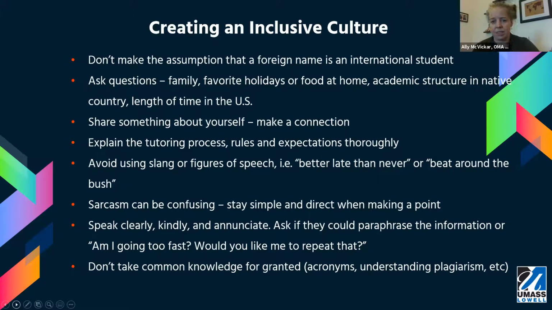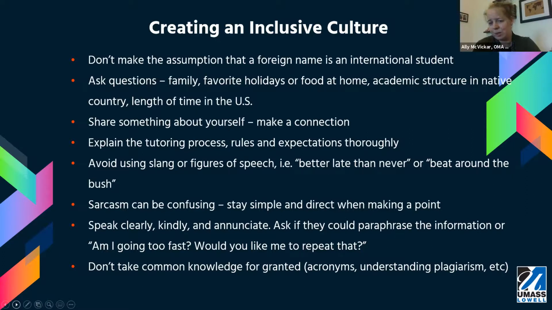Explain the tutoring process, the rules, the expectations thoroughly. Try your best to speak slowly and enunciate properly so that they know the information, and try to double check with them. Like, are you sure you understand? Just want to make sure you understand, that sort of thing. Avoid using slang or figures of speech, right? Like better late than never or beat around the bush. They probably won't know what this means. And if you do say it and they kind of look lost, try to explain what they mean. So try to avoid any sort of slang if you can.